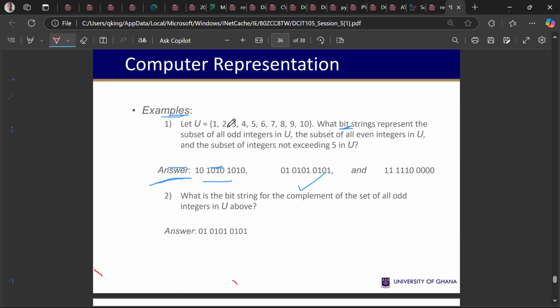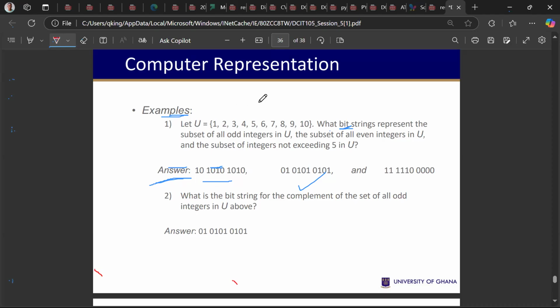Let U be the set of integers 1 to 10. What bit strings represent the subset of all odd integers in U, the subset of all even integers in U, and the subset of integers not exceeding 5 in U?